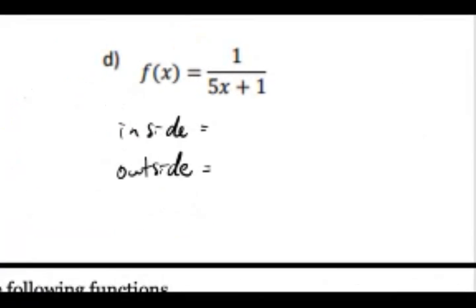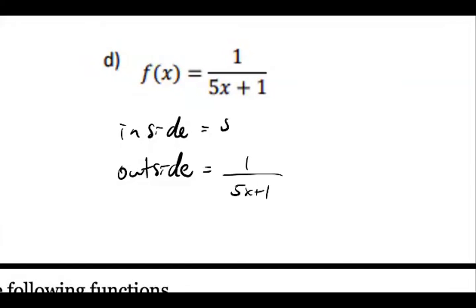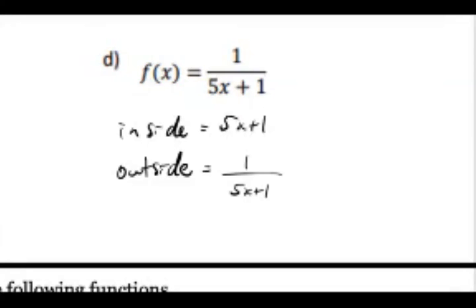Let's start with the inside. What is the inside here? Because we know the outside. The outside's 1 over 5x plus 1. What's the inside there? Yes, it is 5x plus 1. Okay. That right there is the hardest part of what we're doing. Because once you understand the outside and the inside, finding the derivative is just using the rules we've already used: power rule, quotient rule, product rule, sum and difference rule. Okay, so that's the hardest part.